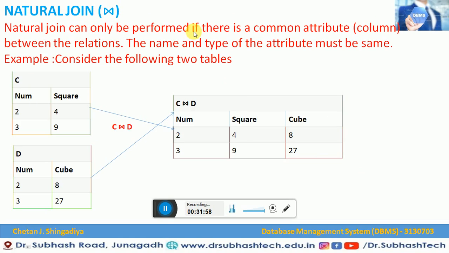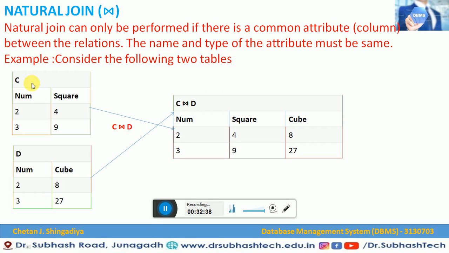Natural join can only be performed if there is a common attribute between two relations. That common attribute is nothing but a column. Let me explain once again. Natural join can only be performed if there is a common attribute between the relations. That common attribute is nothing but a column of that particular relation. The name and type of the attribute must be the same. That means whenever we are going to execute a natural join, we have to keep in mind that there should be a common attribute between the relations, and the name and type of that attribute must be the same.